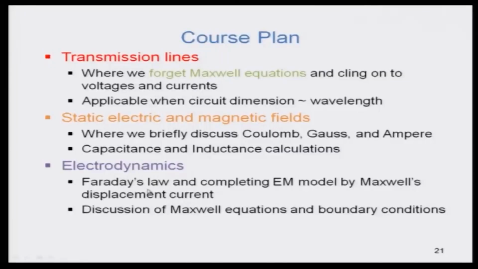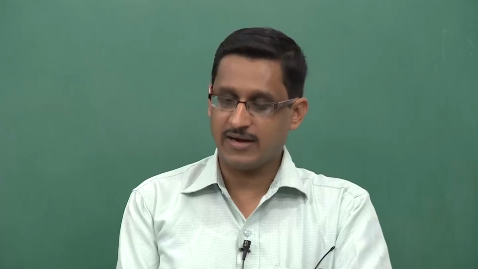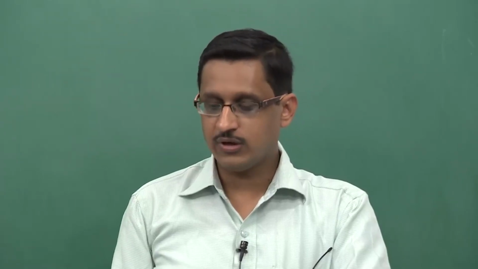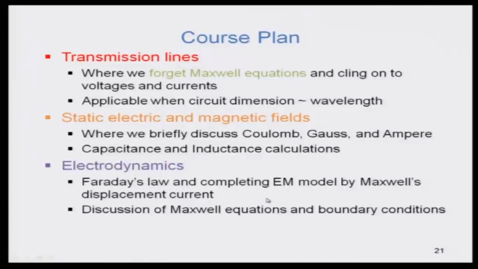Then we go to electrodynamics, where we will be studying Faraday's law and completing the electromagnetic model by looking at Maxwell's contribution, which is called displacement current. We will also discuss Maxwell's equations, and we also need to understand something about boundary conditions. The subject of boundary conditions will come up even in static electric and magnetic fields. However, when we complete the electromagnetic model, the boundary conditions will undergo a small change, and we are going to discuss that. Then we come back to transmission lines.